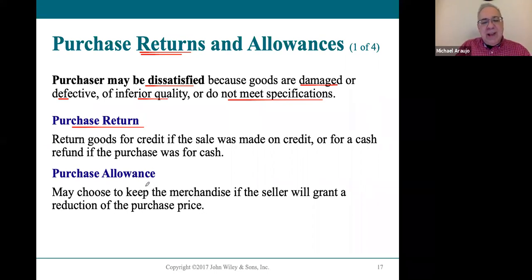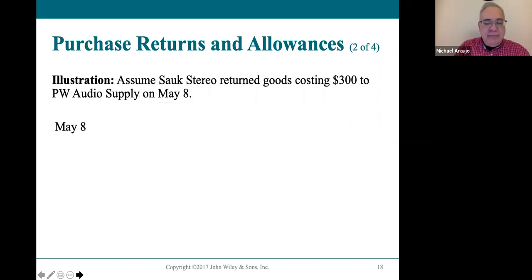Sometimes they're like, well, look, it's not the type of quality I need, but if we can cut a deal now for a lower price, I'll keep it. I won't send it back. That's what a purchase allowance is. Returns are very, very common. Allowances a bit less so.